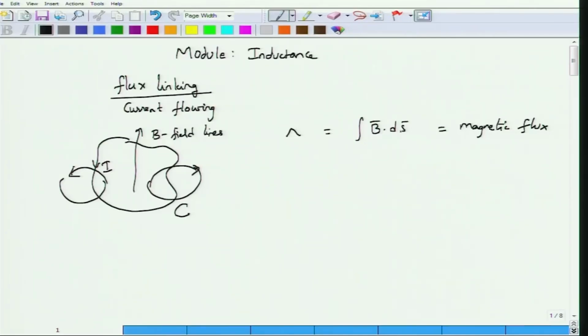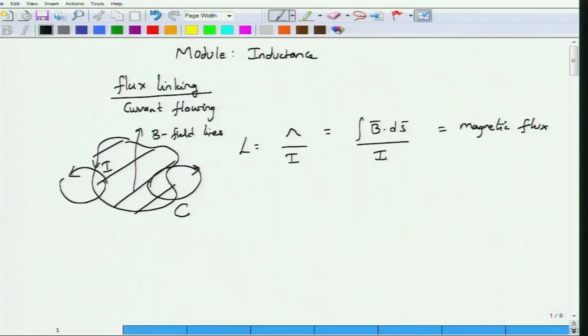So what is the surface area that we are considering? This is the surface that the circuit contour actually encloses. For our example, this would be the surface area that we are looking at, correct? So this is the amount of flux that is linking. In fact, this is the amount of magnetic flux. If you divide this by the current that is carried by the circuit, you will get the inductance.